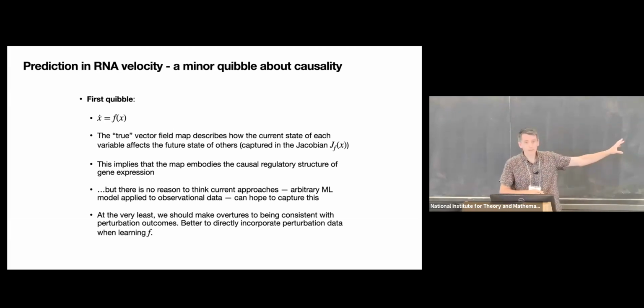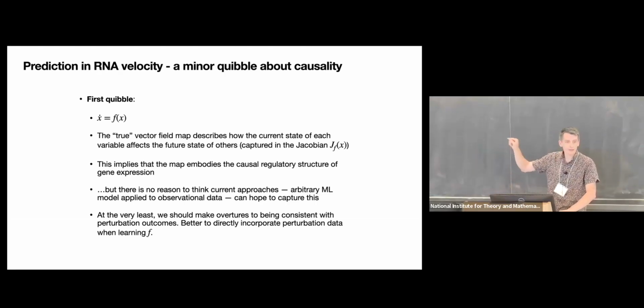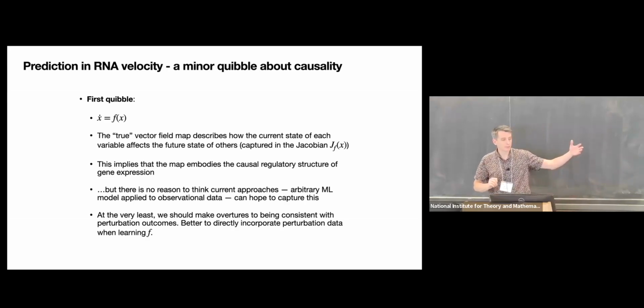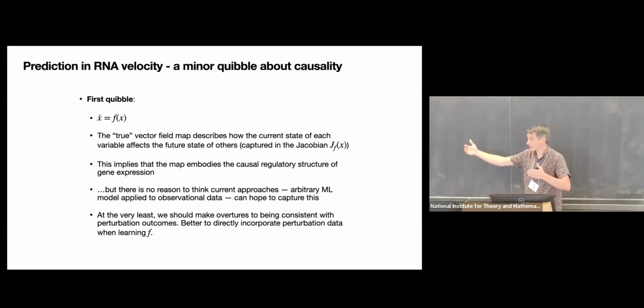Now, it's a little bit different from other areas of data science in biology, just applied to observational data, because here, if you own the true vector field function, it actually feels a lot richer than other times that we have statistical descriptions of our data, because this one is intimately tied to the causal structure of the system. The true vector field map should describe how the current state of every gene is affecting the future state of every other gene in the system. So the causal structure should be intimately built in there.